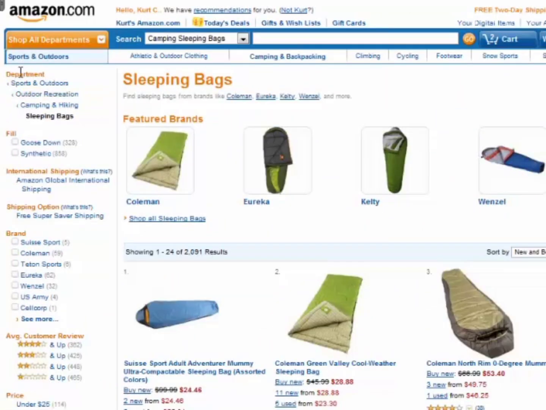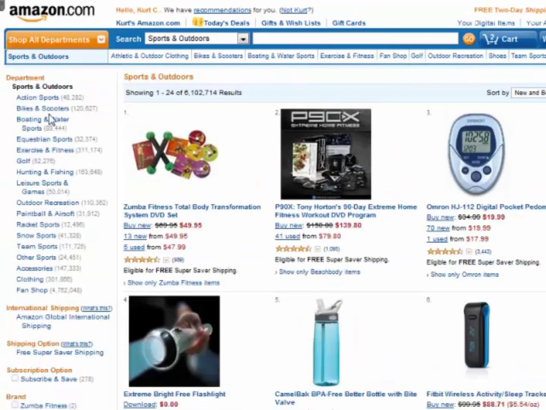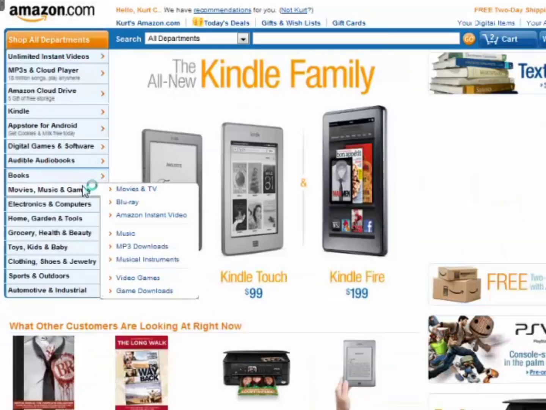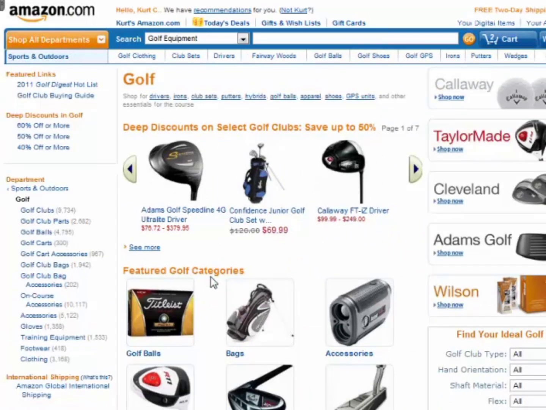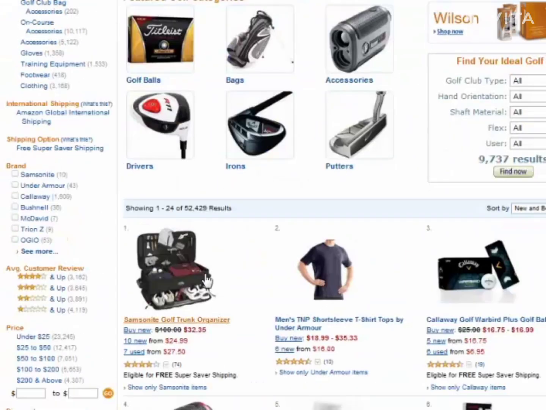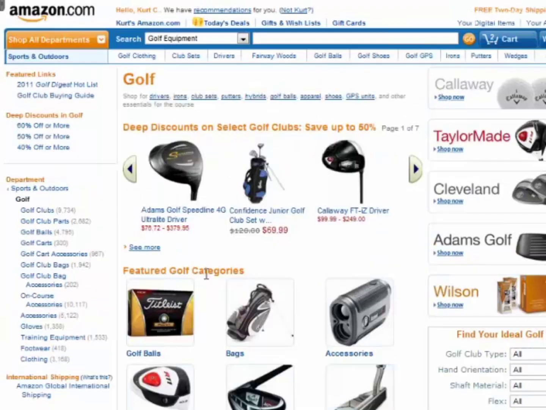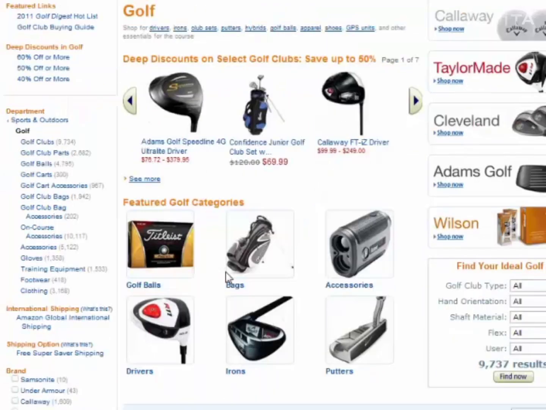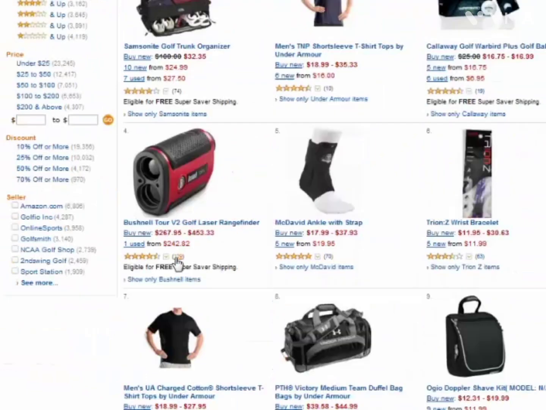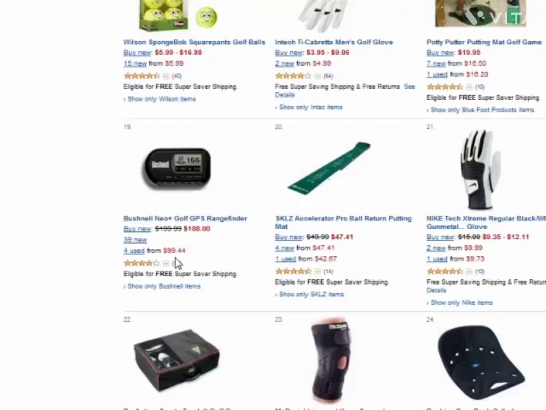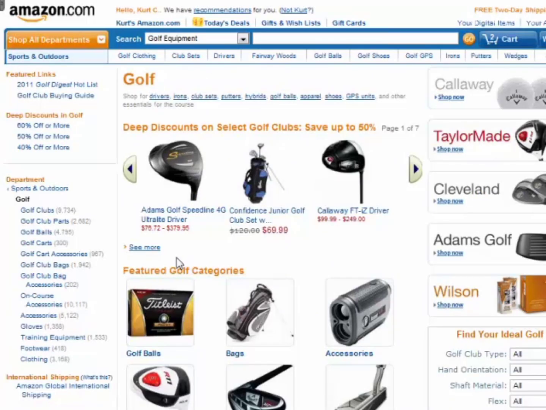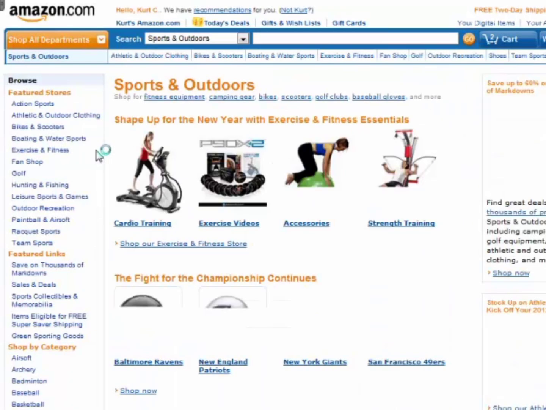Another thing you can do, let me go back to sports and outdoors. Actually, let me jump back to the homepage. Let's go to golf. I'm actually a pretty avid golfer. I don't buy a lot of my golf clubs online. I go to the local golf store. Golf balls, possibly. Again, that's going to be a pretty competitive market. So just right here, I'm not seeing a lot of golf items that could be good.